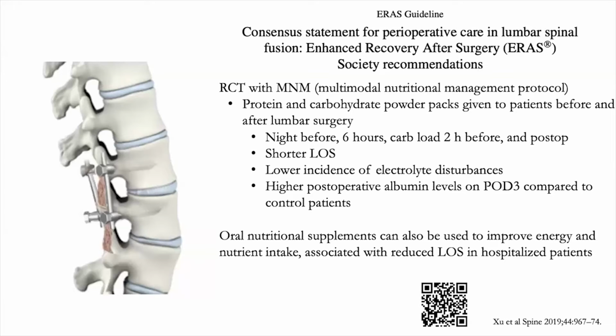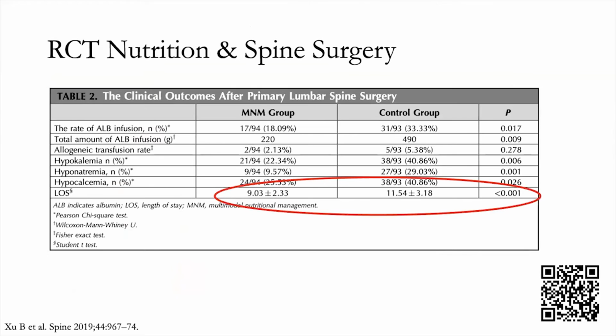And post-operatively, so this is just protein packs and some carb loading, really in the immediate perioperative period and post-op. What they found was that there was a shorter length of stay, fewer electrolyte disturbances like hypokalemia and hyponatremia, and that patients who received this very simple intervention actually had a higher post-op albumin level on post-op day 3. And so looking at this Chinese study from 2019, you can see that the length of stay actually went from 11.5 days to 9 days. That's pretty impressive with a significant p-value.